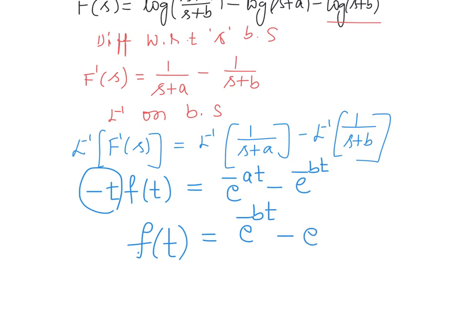Next, minus e power minus at divide by t. So next problem: log of 1 minus a square by s square. Given f of s is log of 1 minus a square divided by s square. So we are solving the inverse Laplace transform of log of 1 minus a square by s square.